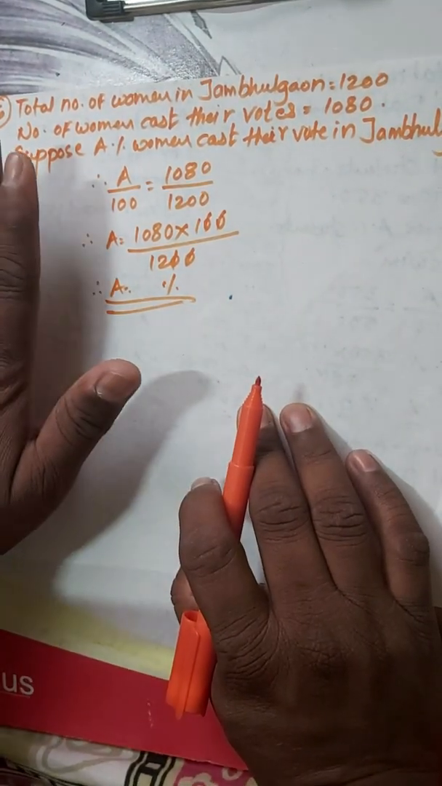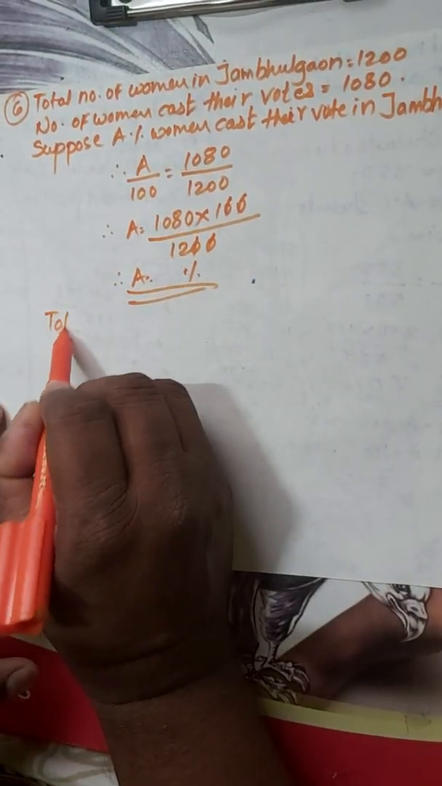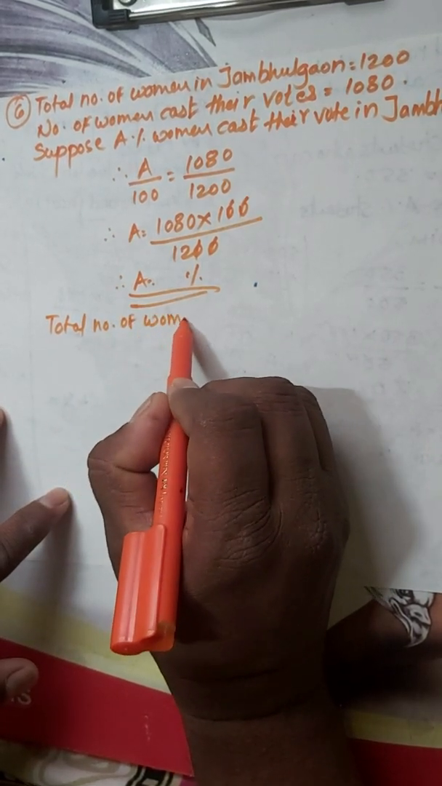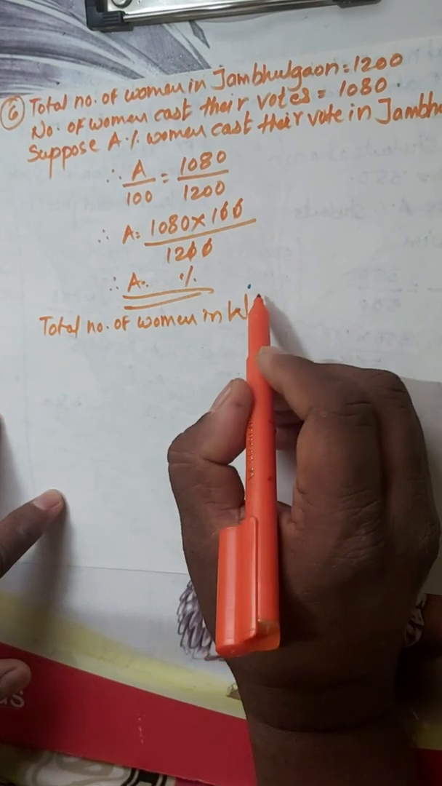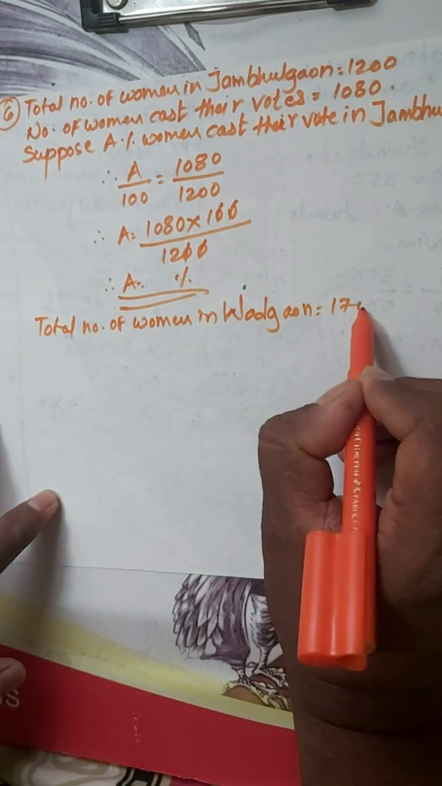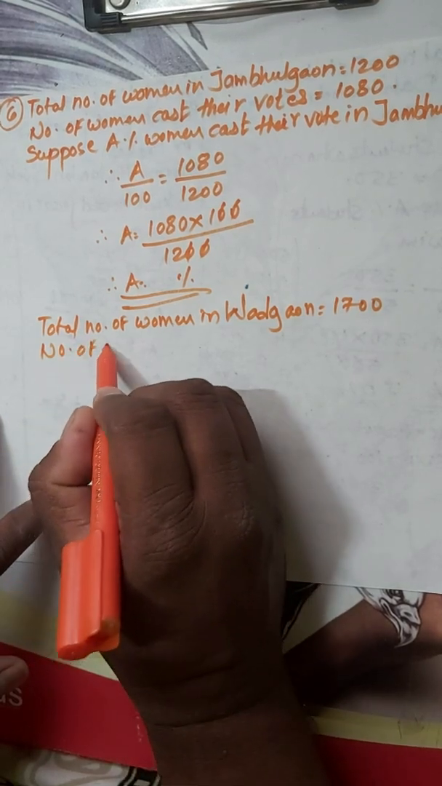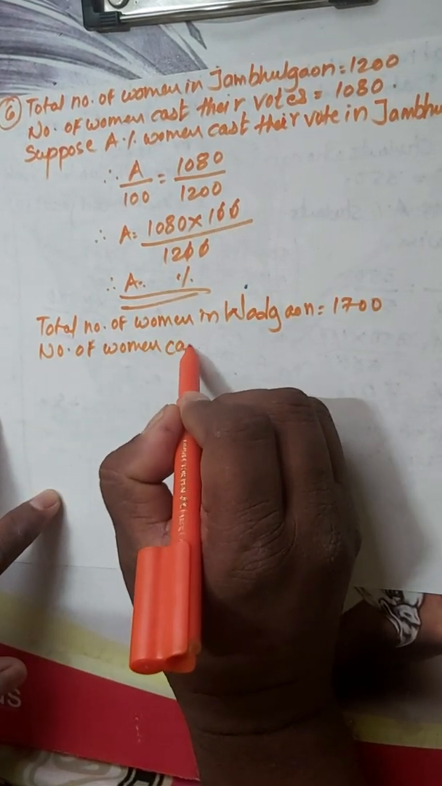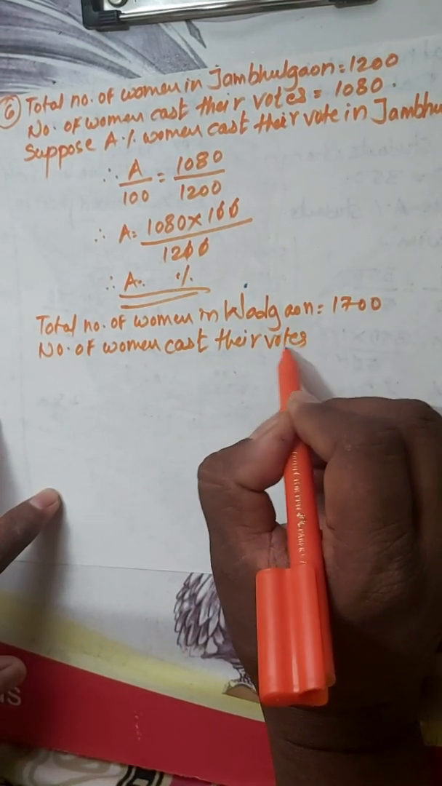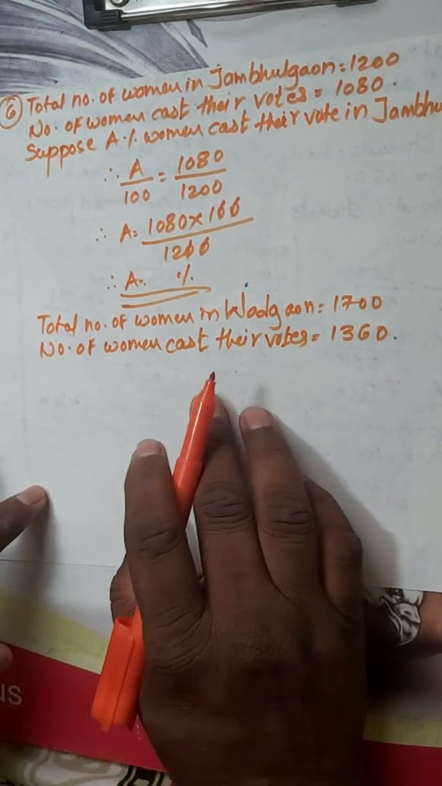Now after this we have to compare, so we have to find the percentage of Vadgaon. So given things again: total number of women in Vadgaon is equal to 1700. Then out of that how many cast their votes, so that we have to write: number of women who cast their votes is equal to 1360. So now here we have to find the percentage.